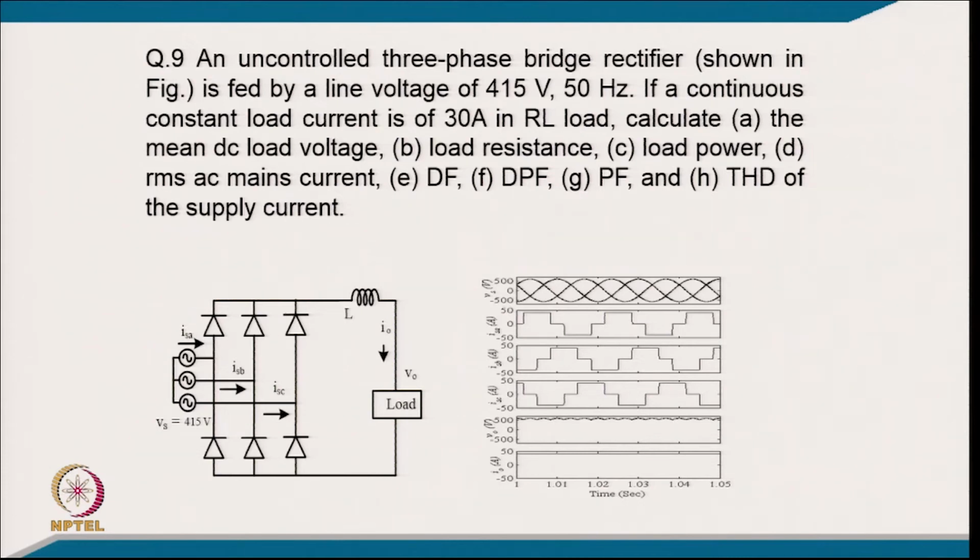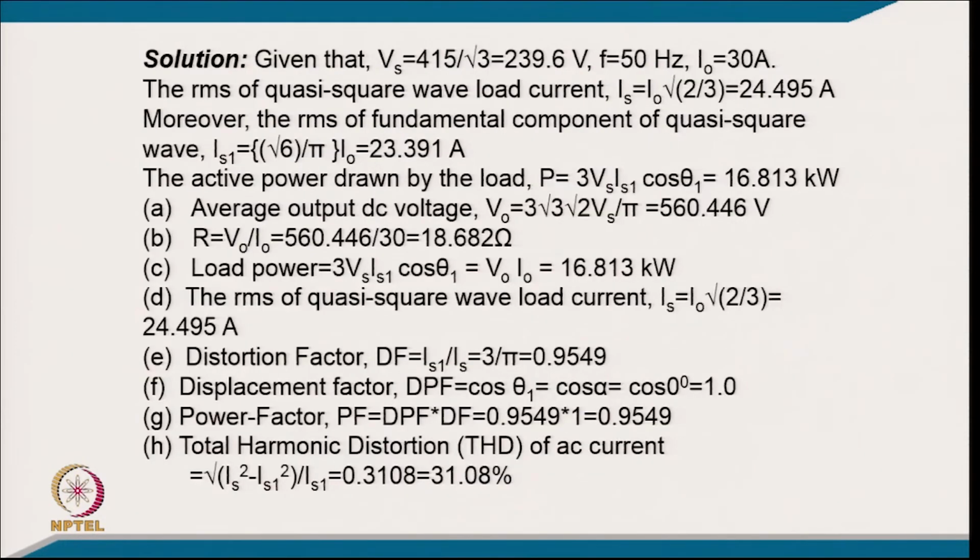You can clearly see here that you will have a 3 phase supply current of quasi-square wave, which are of 120 degree duration, and they will be in phase with the phase supply voltage, and this is the output voltage, this is the constant output current. Coming to the numerical part, given that the supply voltage is 415 by root 3, that is 239.96 volt at 50 hertz, and the output current is 30 ampere.